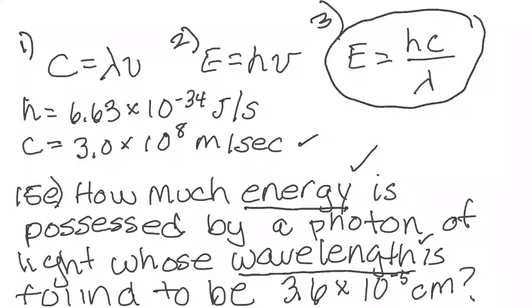There's no energy in equation 1. There is energy, but no wavelength in equation 2. So equation 3 is the one I'm going to use for this problem. The first thing I'm going to do, like you would on a test, is write the equation. So E equals hc over lambda.